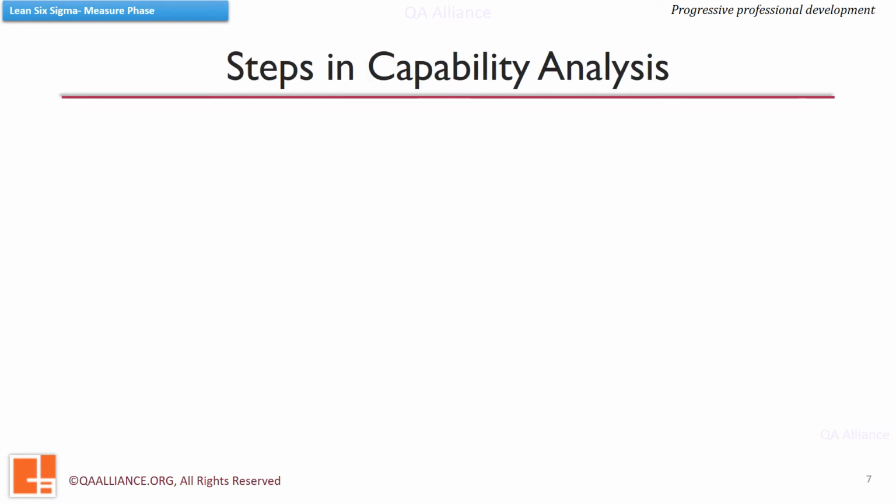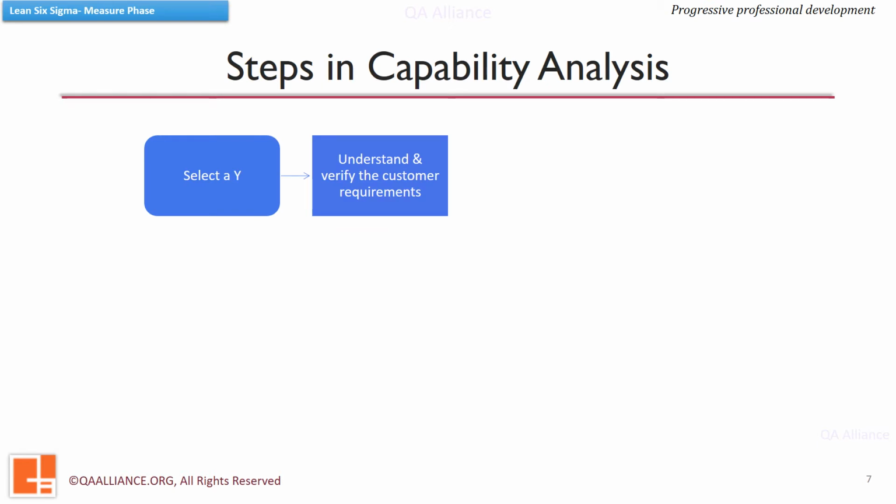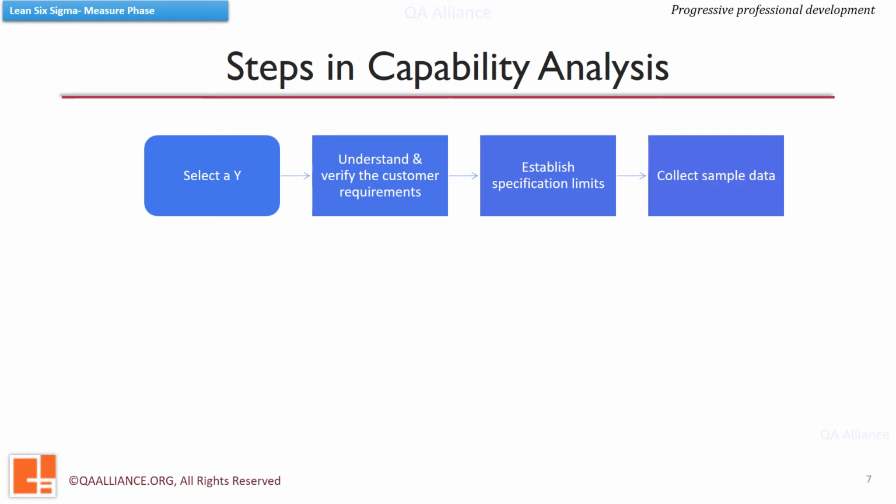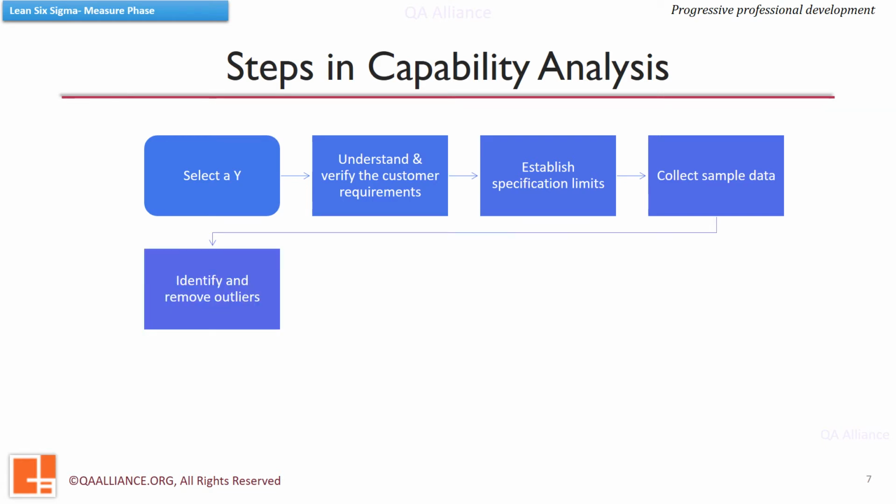While doing capability analysis in a Six Sigma project, these are the steps to be followed. First, we select the dependent variable or Y which needs to be improved. Alongside, we understand and verify the customer requirements and establish new specification limits, or for existing specification limits, we validate them again. Sample data for a duration is collected. In case there are any outliers, we eliminate them after ascertaining that no special causes are left. And it is also determined whether it is long-term data or short-term data. Then, we check stability of the process by plotting control charts, etc.